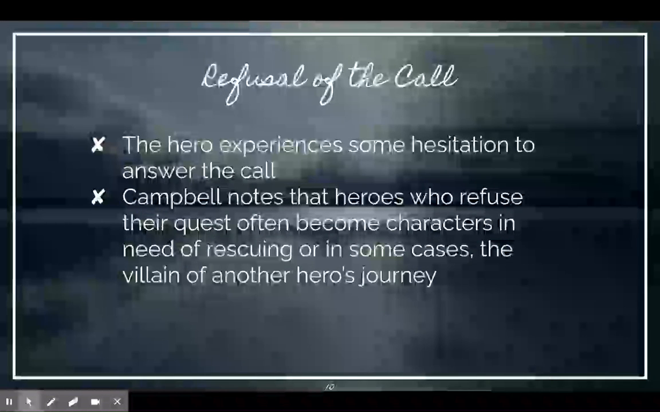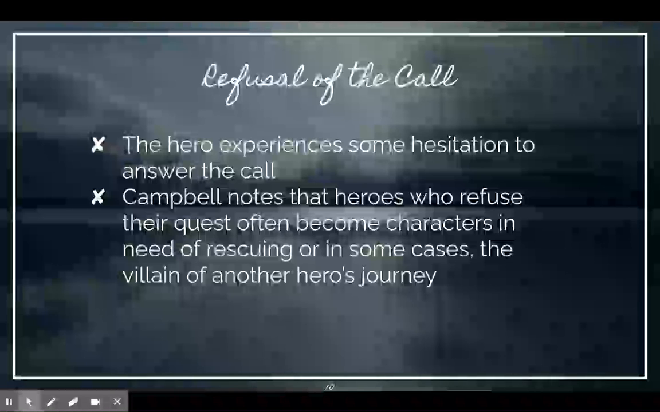So, refusal of the call is basically the hero feels hesitation, right? They're not sure. Do I fit in? Is this really what I'm supposed to do? Like, am I brave enough to do this? And Joseph Campbell notes that while most heroes feel this hesitation, heroes who refuse their quest often become characters who need to be rescued, or in some cases, could be the villain of a different story.